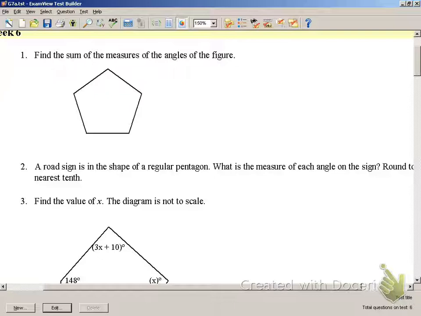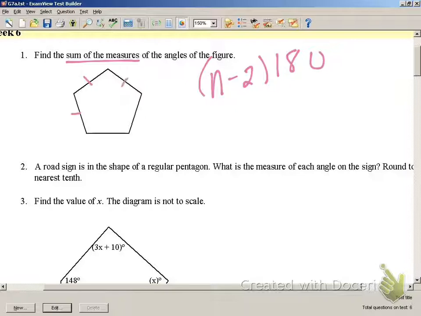It says find the sum of the measures of the angles of the figure. In order to do that, we need to know our formula. And our formula would be n minus 2 times 180, because we're looking for the sum of the measures of the angles. So what is n? N equals the number of sides.